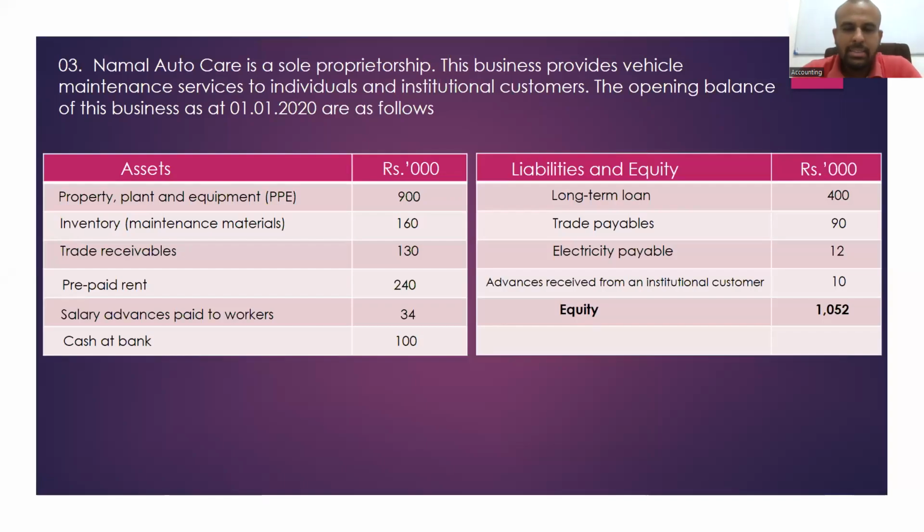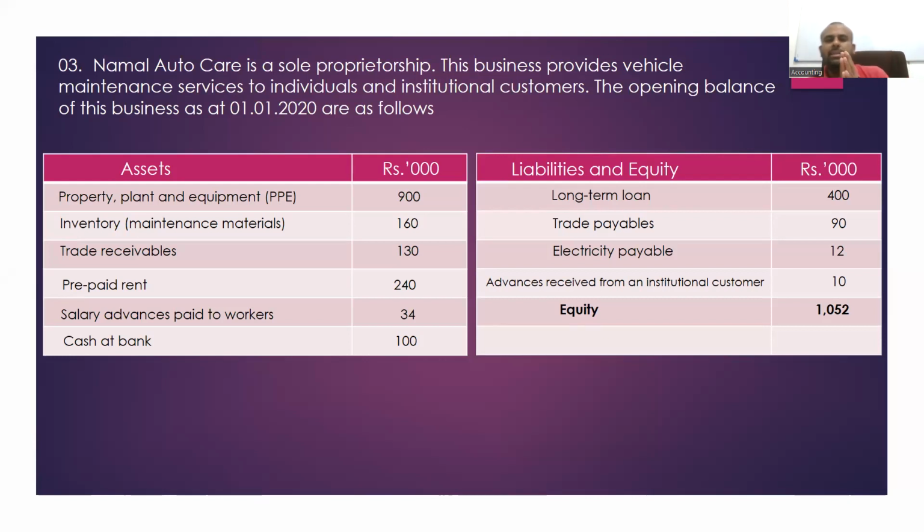Normal AutoCare. This is a 2020 A-level paper accounting equation question, question number 3. You can see there's a huge question from the accounting equation even in the very recent years. Normal AutoCare is a sole proprietorship, a business which provides vehicle maintenance services to individuals and institutional customers. The opening balances as at 1st Jan 2020 are given.